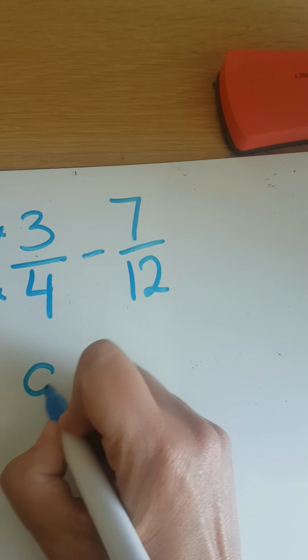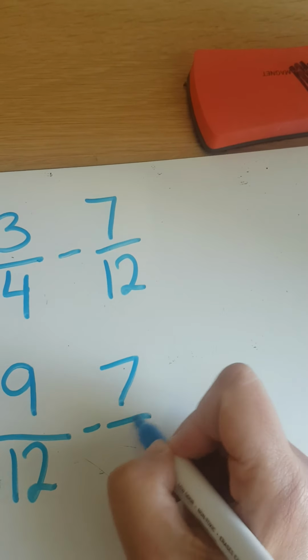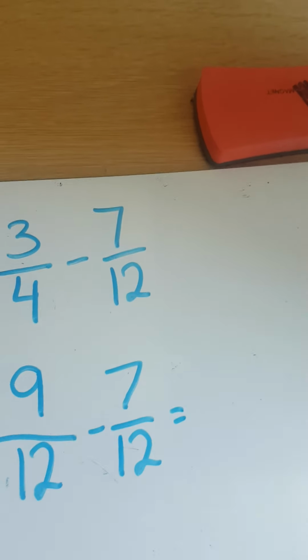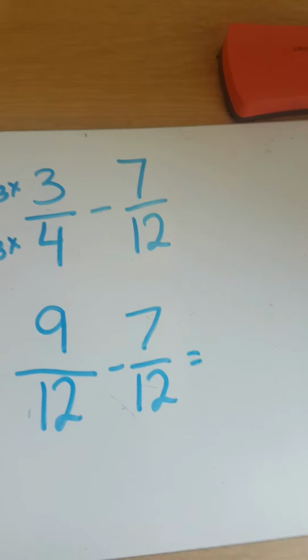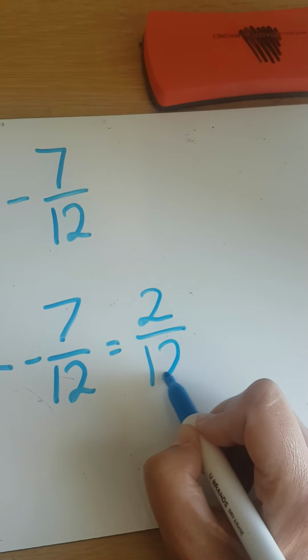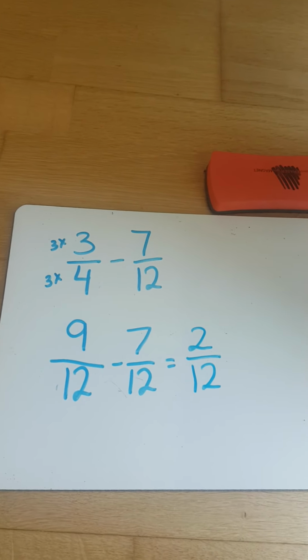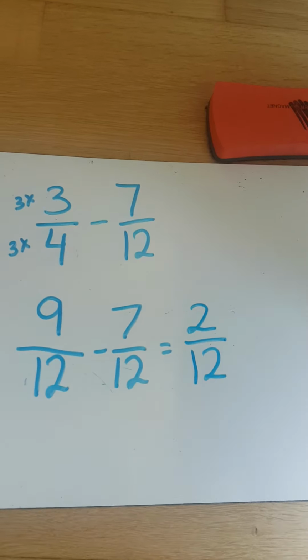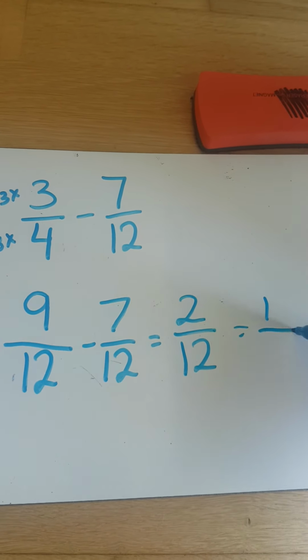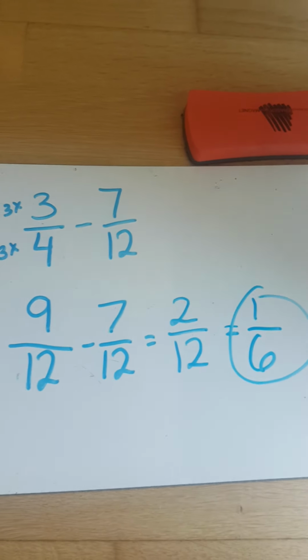So it's 9/12 minus 7/12. 9 minus 7 is 2. And I keep my 12. I hope you notice that I can reduce this. 2 goes into 2 one time. 2 goes into 12 6 times. There's my answer, 1/6.